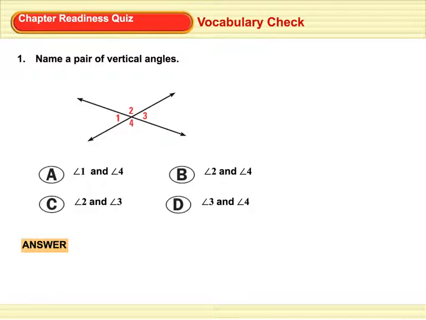Vertical angles. Remember, vertical angles are these paired angles that are opposite of each other. So 2 and 4 and 1 and 3 are vertical angles to each other. And let's look at our 4 options. Unfortunately, I don't think 1 and 3 is in there, right? So it's only 2 and 4, angle 2 and angle 4. So option B is our correct answer.